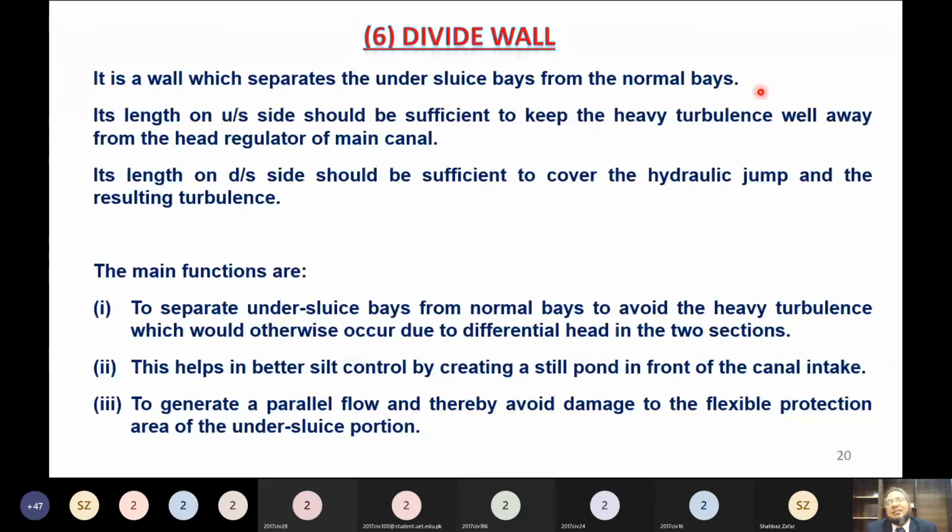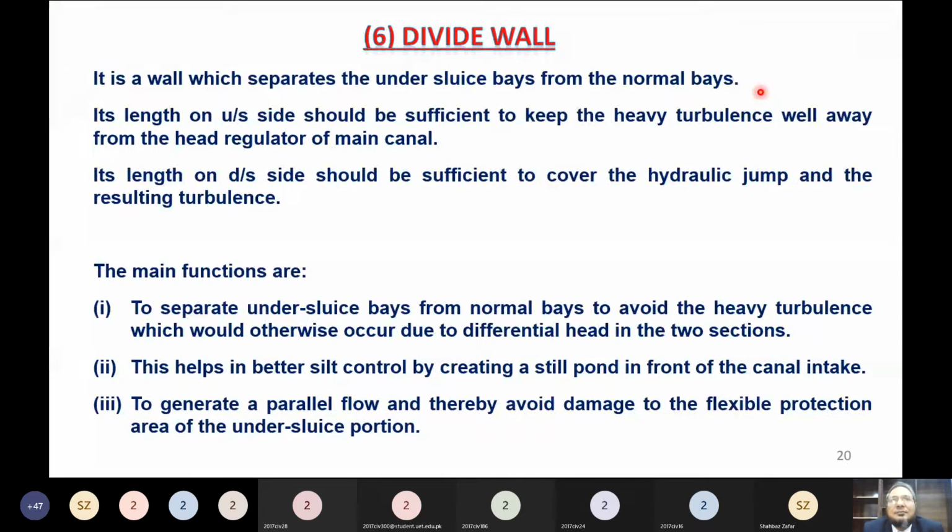Do you know how many of these walls we have to provide in the barrage? Either one or two, it depends. If we want to offtake canals from only one bank, then we require only one divide wall. But if we want to offtake canals from both banks of the river, then we need two divide walls.